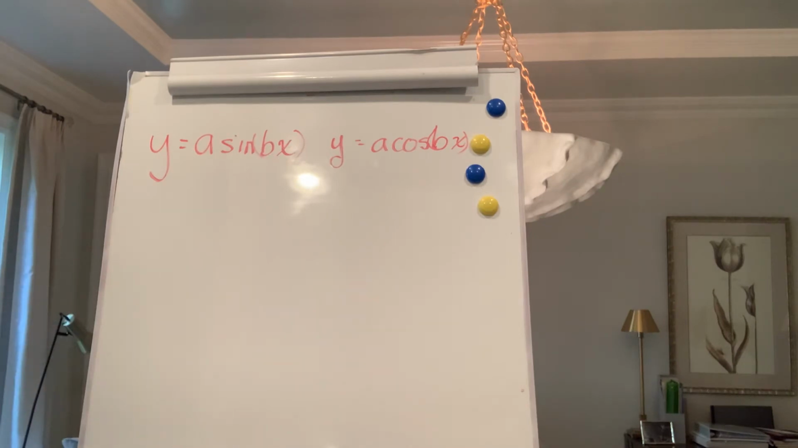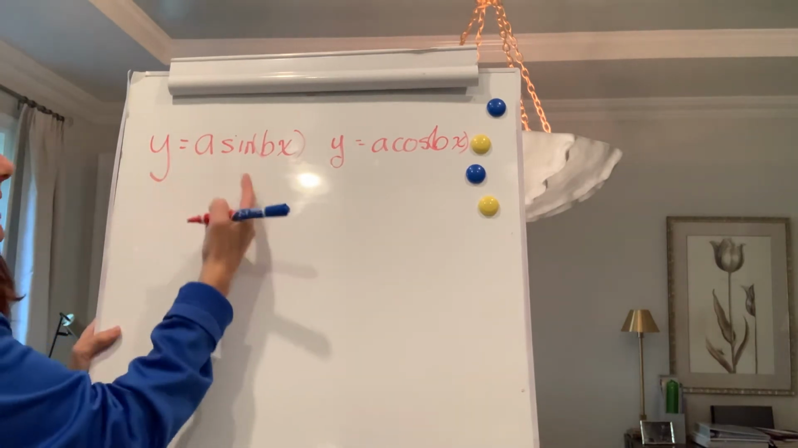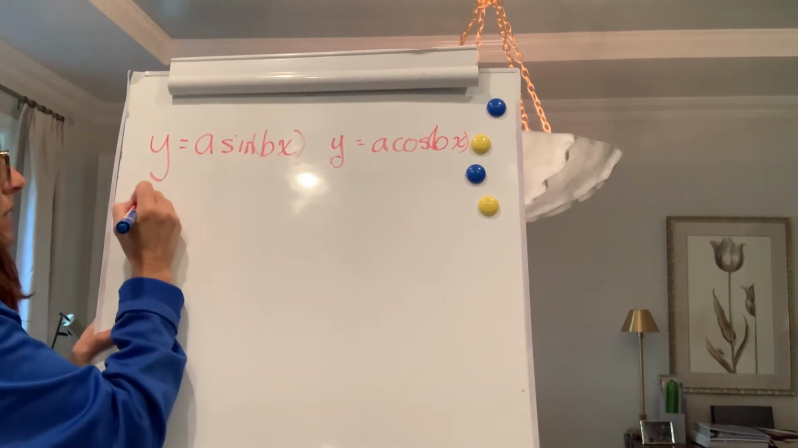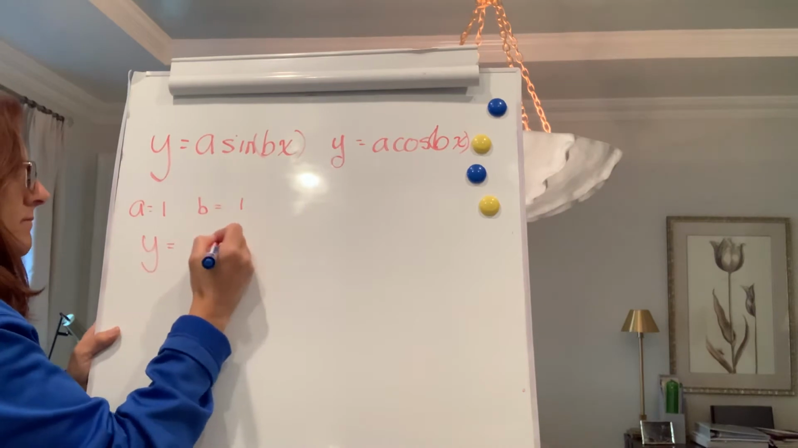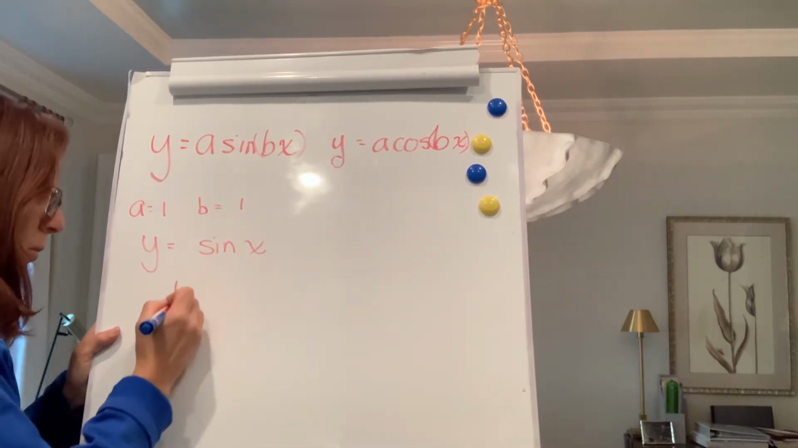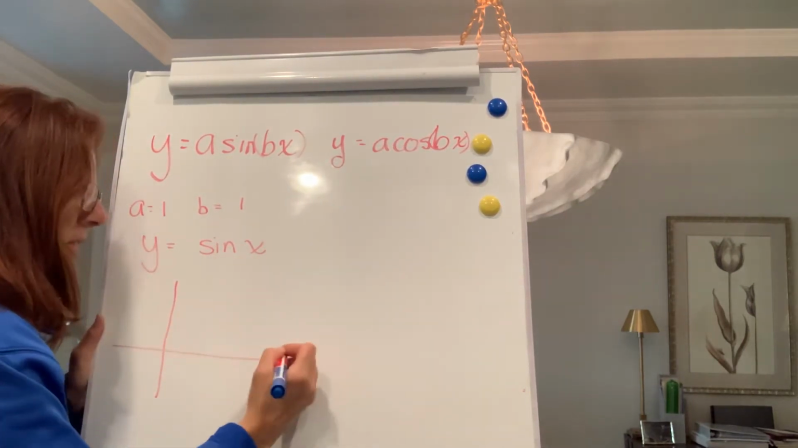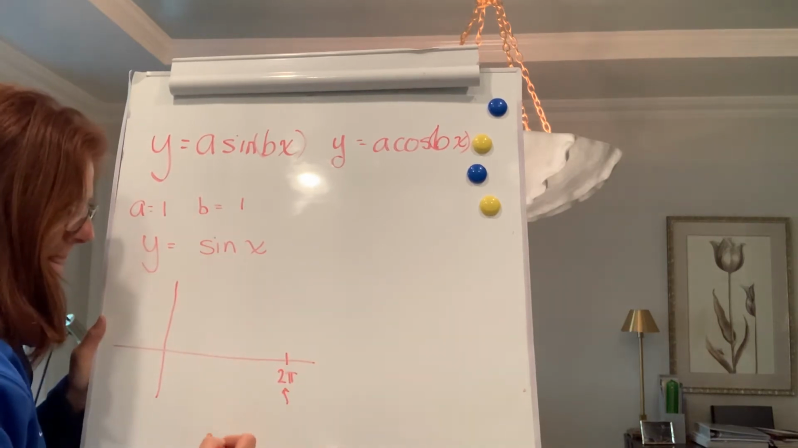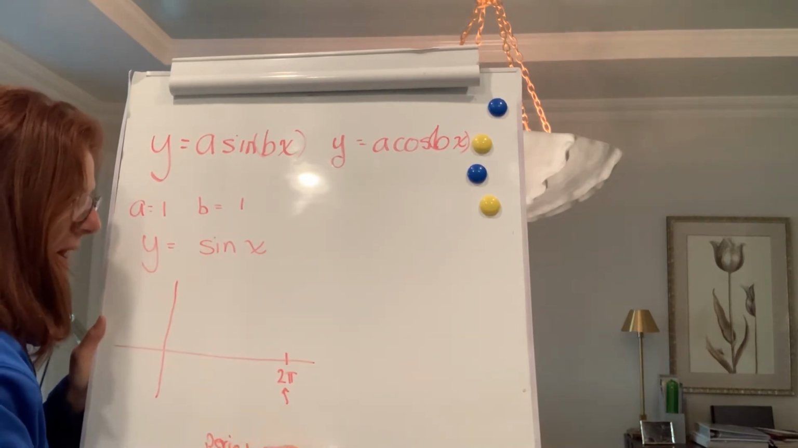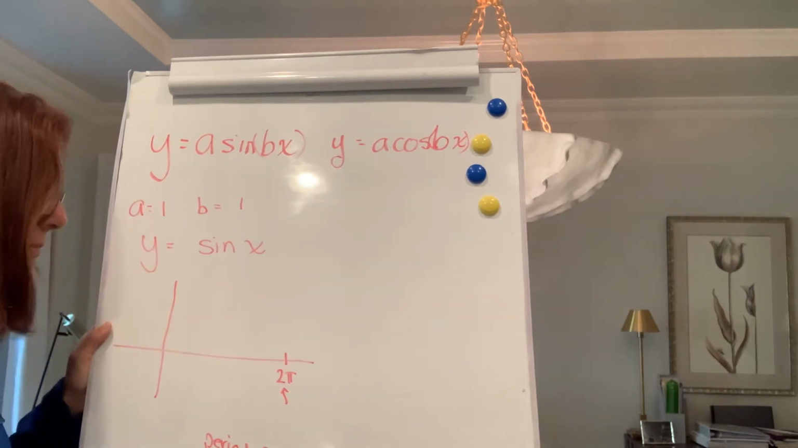So we saw that the parent function, when a is 1 and b is 1, was a graph that had period of 2 pi because it completed its cycle in 2 pi.